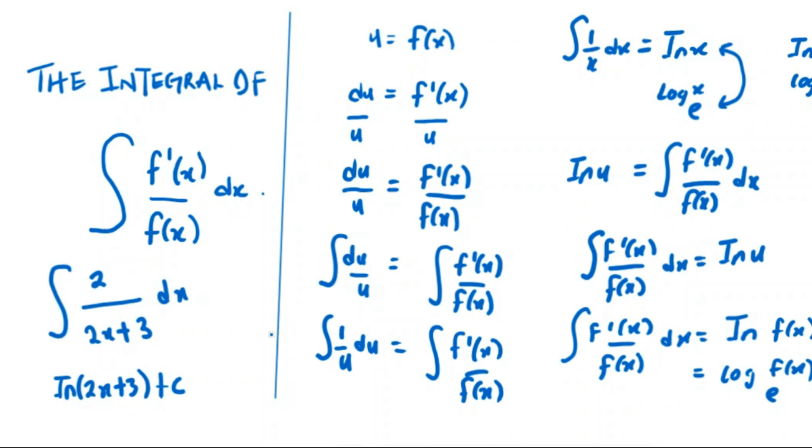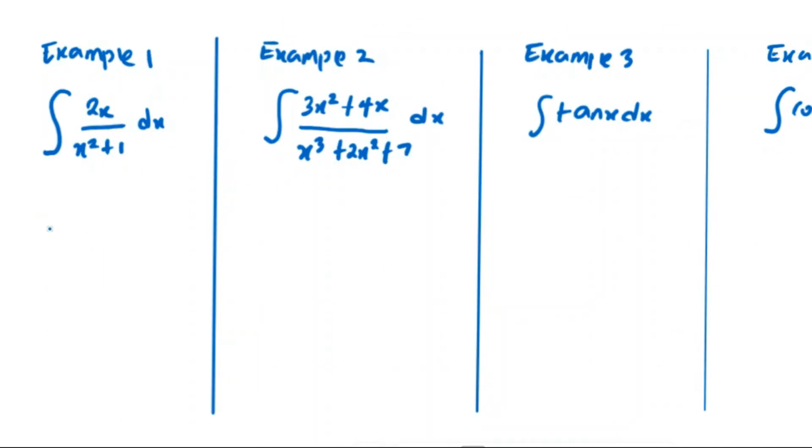Let's consider 4 basic examples here. So let's consider the first example. Integral 2x divided by x squared plus 1 dx. Now we discover that when you differentiate x squared plus 1, you get 2x. So the answer to this will be ln of x squared plus 1 plus an arbitrary constant c, since it's an indefinite integral.